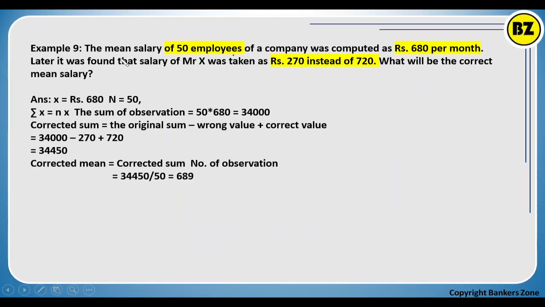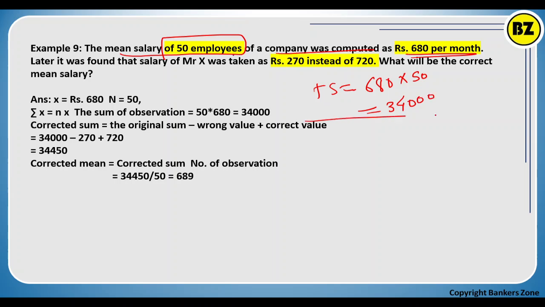See, what is given? The mean salary of 50 employees of a company is computed as 680 per month. So what is the total salary? You can easily say 680 for 50 employees. So the total is 34,000, which is the total monthly salary the company is spending.